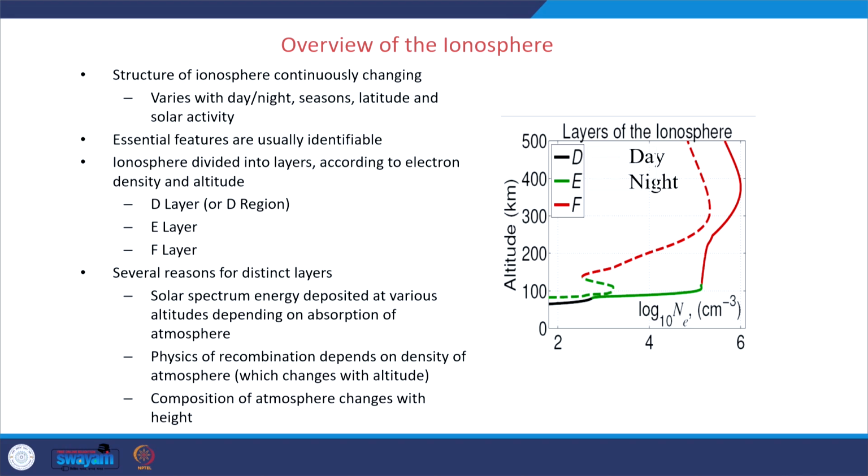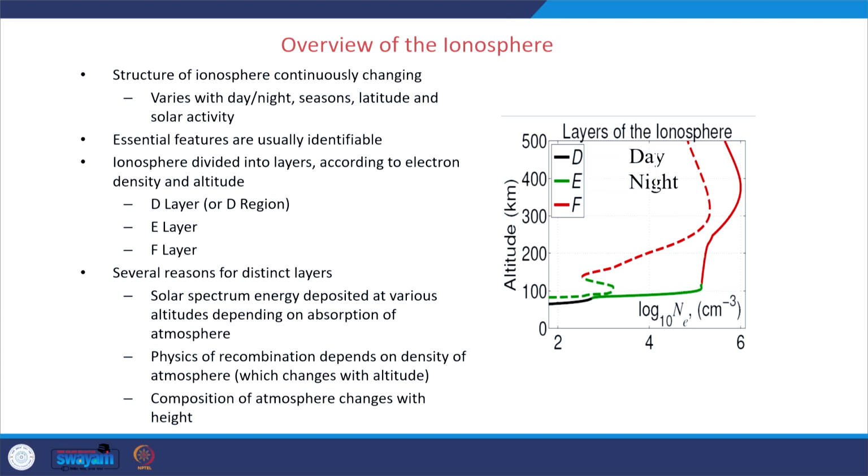Looking at an overview of the ionosphere. So, structure of the ionosphere is continuously changing, varies with day, night, seasons, latitude, and solar activity. Right. So, essential features are usually identifiable. Looking at the figure, you can find out where does the D layer exist. There are some techniques, but we will talk about the techniques on some other day. Okay. So, ionosphere is divided into various layers according to the electron density and altitude. D layer, E layer, F1 and F2.